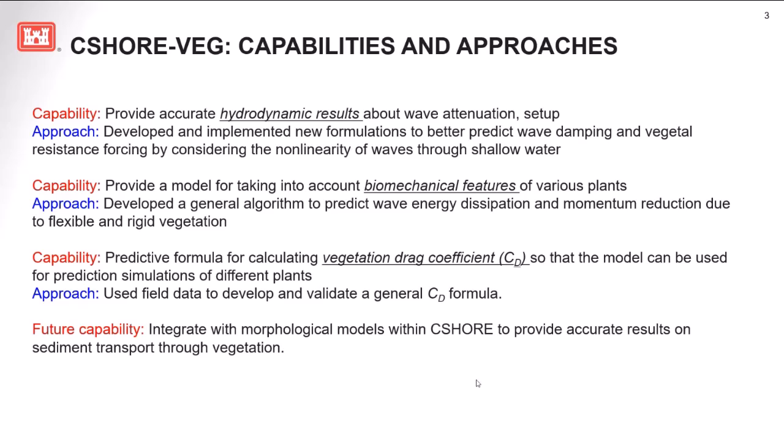The next capability is to provide a model for taking into account biomechanical features of various plants. We've developed a general algorithm to predict wave energy dissipation and momentum reduction due to flexible and rigid vegetation. Another capability is providing a predictive formula for calculating the vegetation drag coefficient so that the model can be used for the prediction simulations of different types of plants.